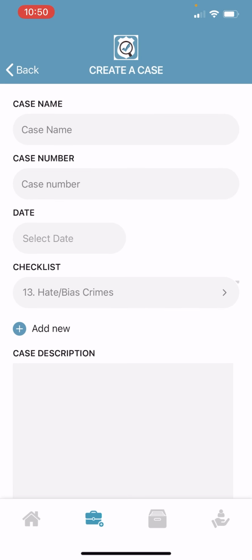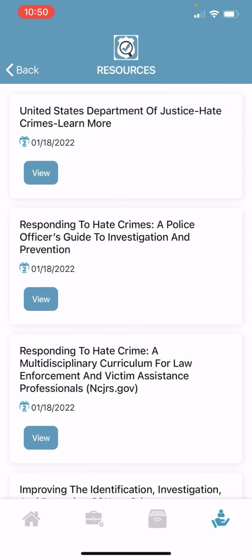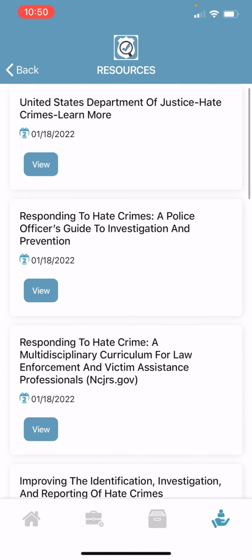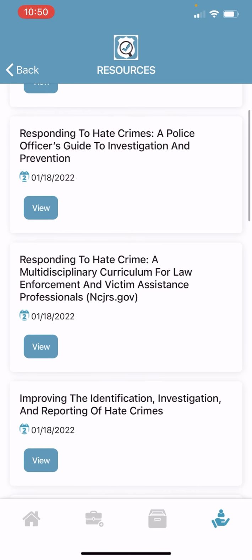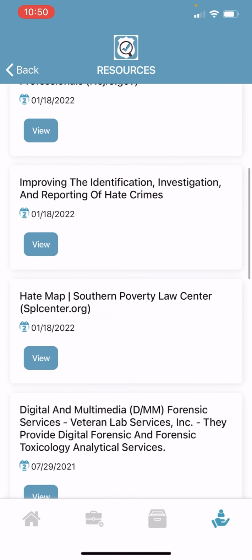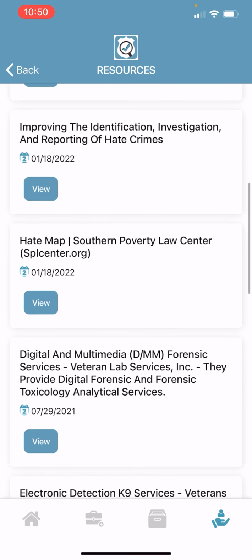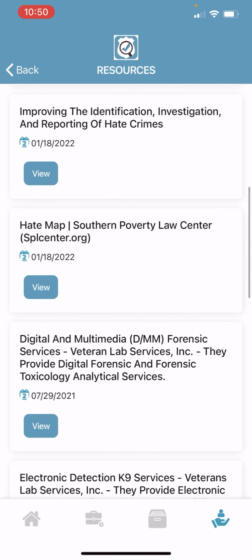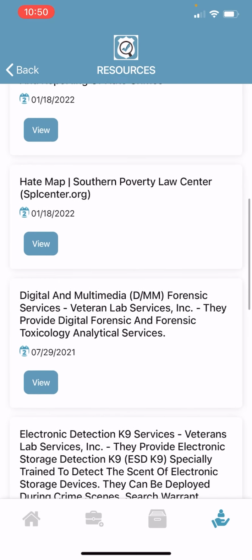And you can always go back to the resource section to get more information, and you'll see United States Department of Justice hate crimes, response to hate crimes, a police officer's guide to investigating and prevention. Another one, a multidisciplinary curriculum for law enforcement and victim assistance professionals, improving the identification, investigation, and reporting of hate crimes. And Hate Map, the Southern Poverty Law Center's hate map to identify where these activities are associated.